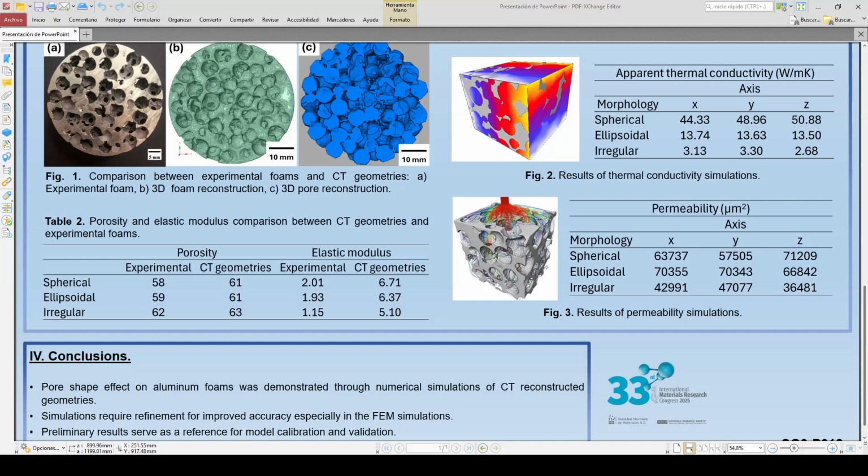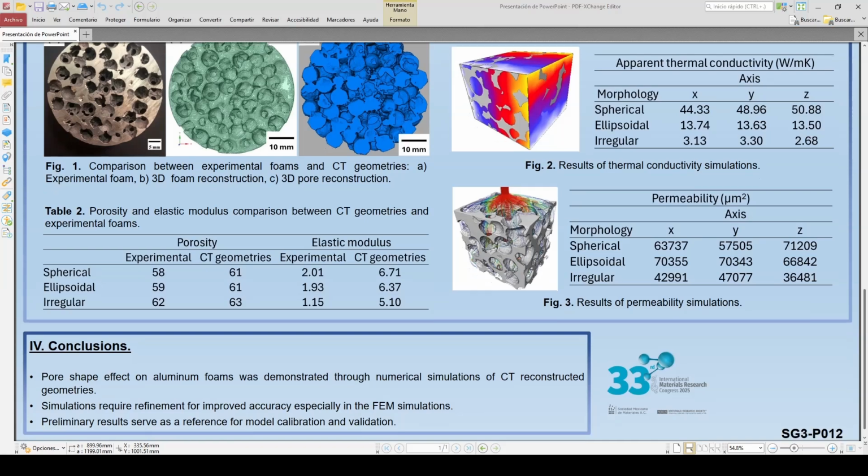Regarding the mechanical simulations, we can see the results in table 2. As you can see, we are comparing the elastic modulus, and we can appreciate that there's still a considerable gap between simulated and experimental values. However, it is important to notice that the trend is similar when we talk about geometries, with the spherical geometry having the highest elastic modulus, followed by the ellipsoidal, and finally the irregular one.